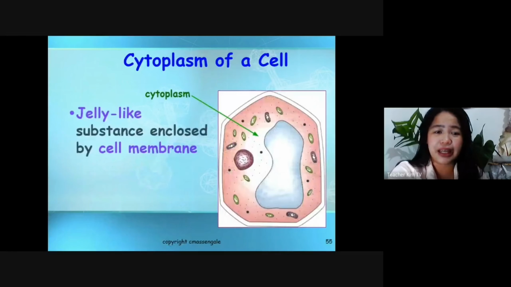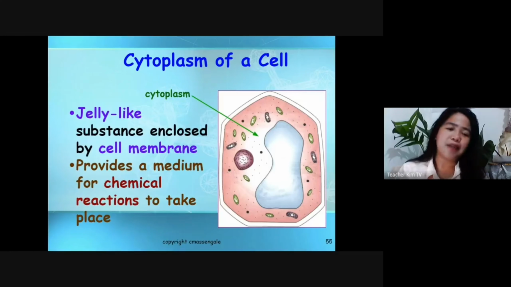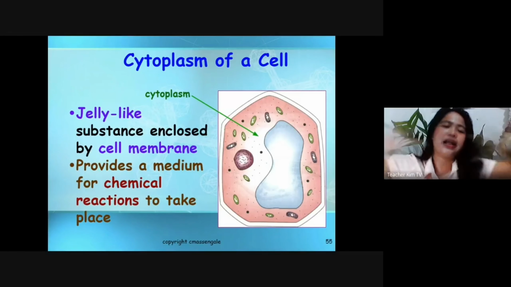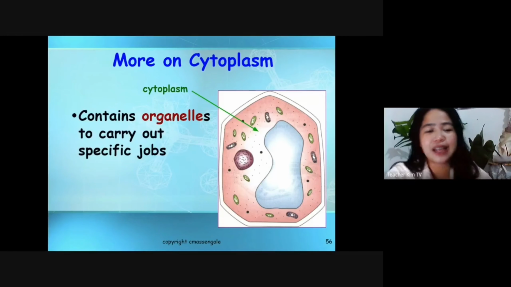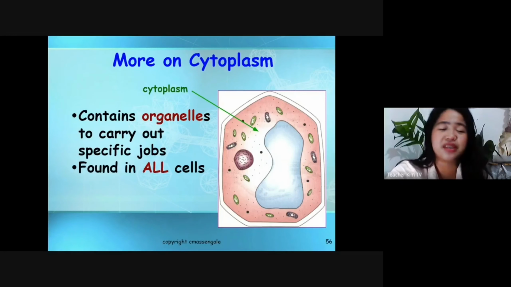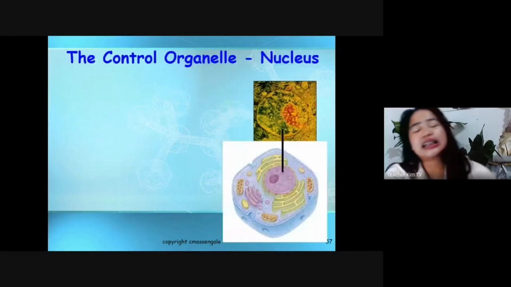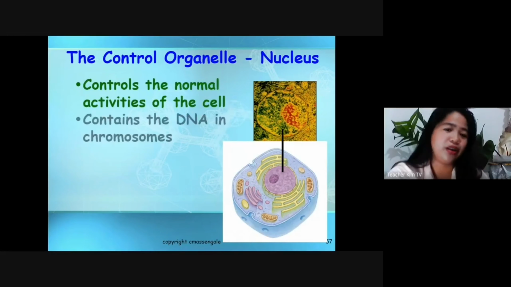Ayan. So, next natin is the cytoplasm. So, cytoplasm, it is where all the organelles are. Nandun sila. So, it is a jelly-like substance enclosed by a cell membrane. So, it provides a medium for chemical reactions to take place. So, more on the cytoplasm, it contains the organelles. So, each organelle carries out specific jobs, and lahat ng cell, they have cytoplasm. Kailangan yun, whether it is prokaryotic or eukaryotic.